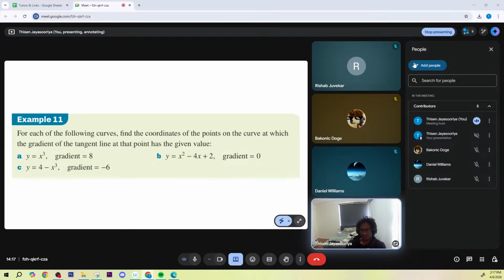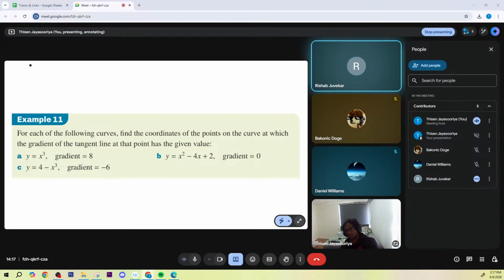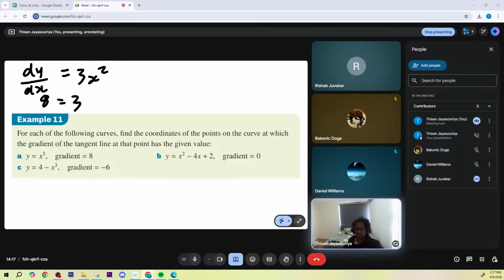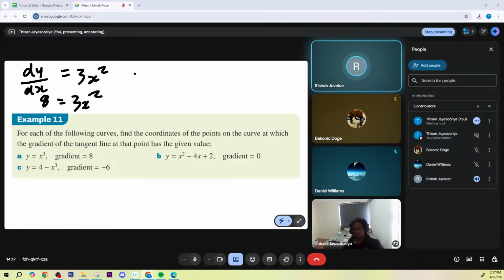There's a misinput. So here, it says for each of the following curves, find the coordinates of the points on the curve at which the gradient of the tangent line at that point has the given value. So you have y equals x cubed, and we want the gradient to be 8, right? So Rashab, how would you do this one? First find the derivative. Yep, dy/dx equals 3x squared. And then make that equal 8. So you have 8 equals 3x squared, so x squared equals 8 over 3.